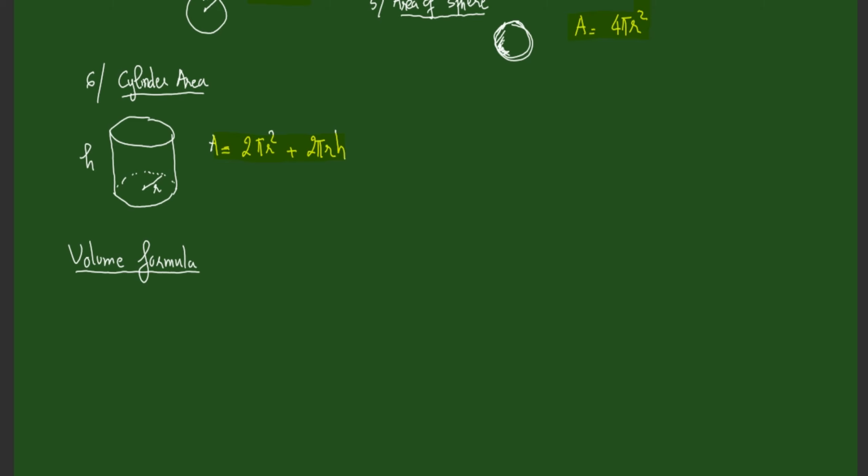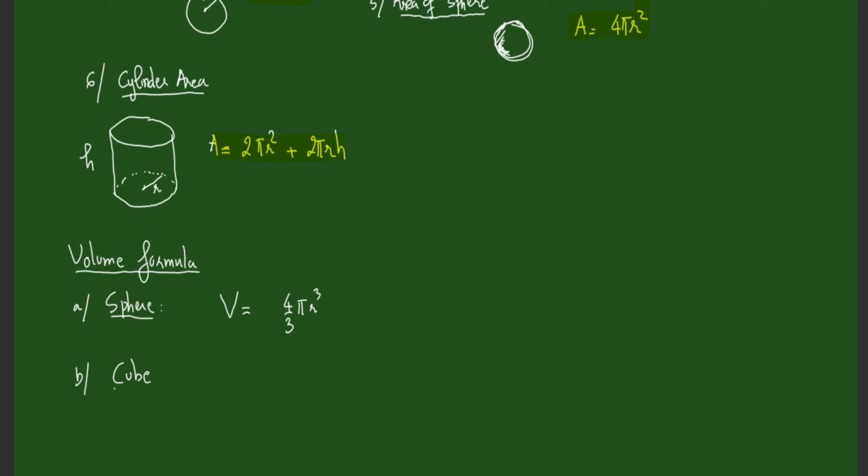Okay, so the first one is the sphere. The volume is notated as V, and the area is A. V of the sphere is 4/3 pi r cubed. Okay, volume of the cube.